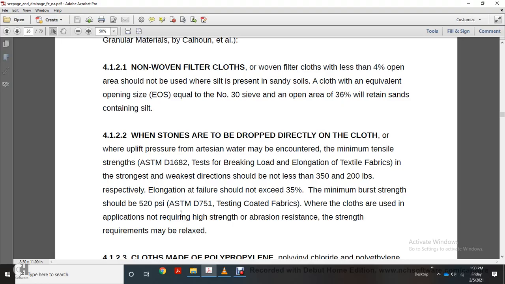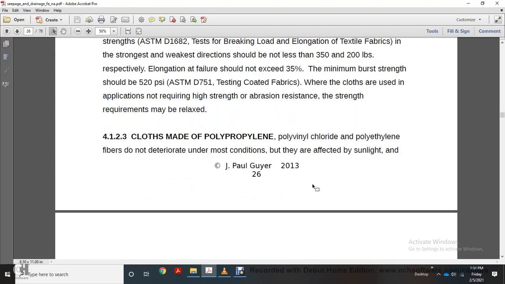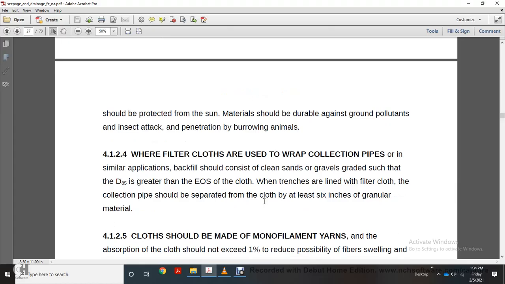When the cloths are used in an application not requiring high strength and abrasion resistance, the strength requirement may be relaxed. Cloths made of polypropylene, polyvinyl chloride, and polyethylene fibers do not deteriorate under most conditions. They are affected by sunlight and should be protected from the sun. Materials should be durable against ground pollutants, insect attack, and penetration of burrowing animals.